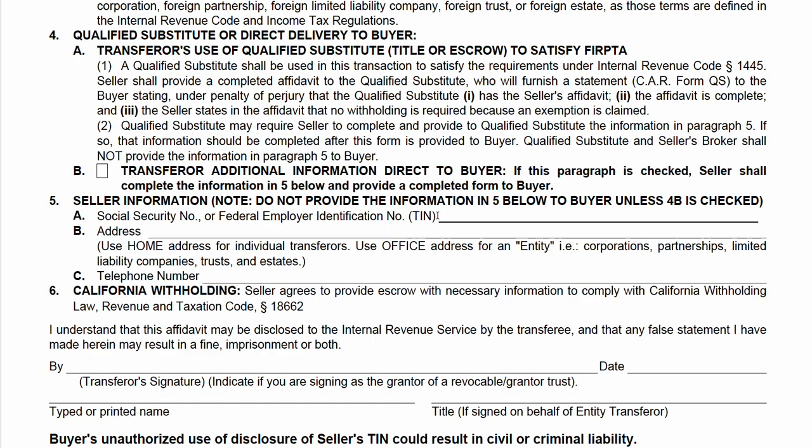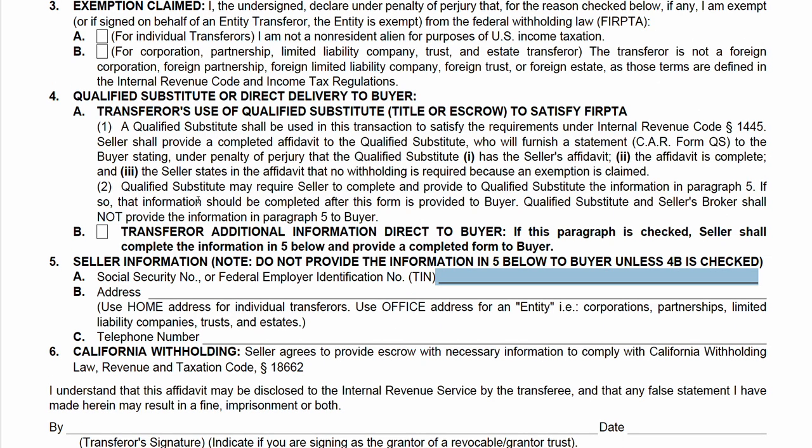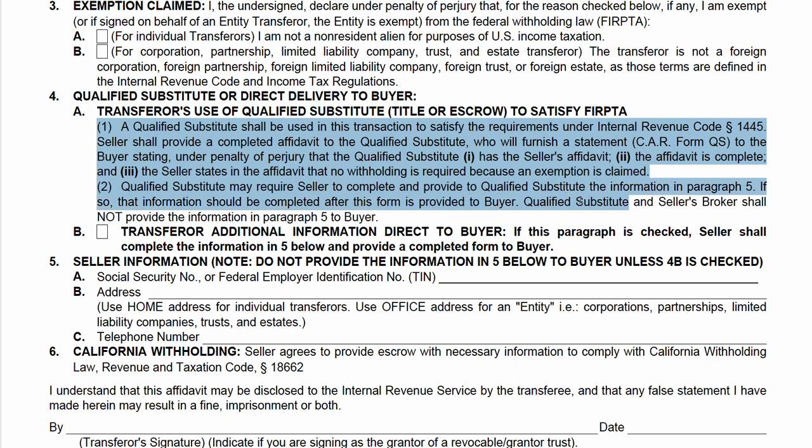That's it. Do not accept a FIRPTA form missing a social. It's that simple. And the way this form's drafted, it makes it easy. It allows us to be lazy because we can just put it on escrow. Hey, escrow, where's my qualified substitute form?